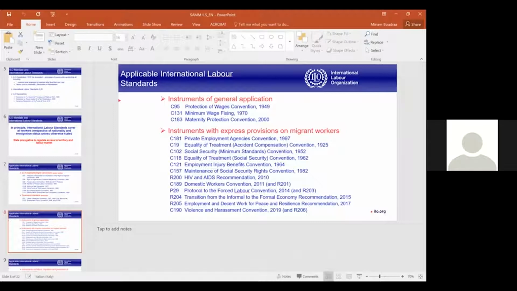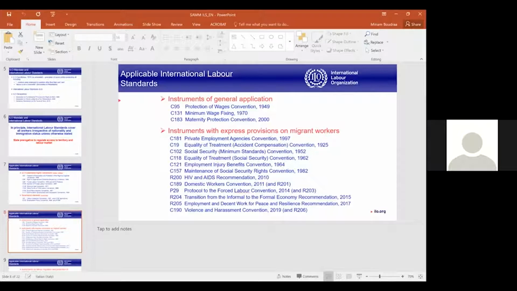Again, going on the applicable international labor standards. I'm not entering into the details of each convention. This is just to mention some general conventions, not specifically aimed at migration or labor migrants, but Convention 181 on private employment agencies. This deals with migrant workers too, also equality of treatment on Social Security Convention. These are all crucial because they allowed to revive the need for ratification of international labor standards protecting migrants.